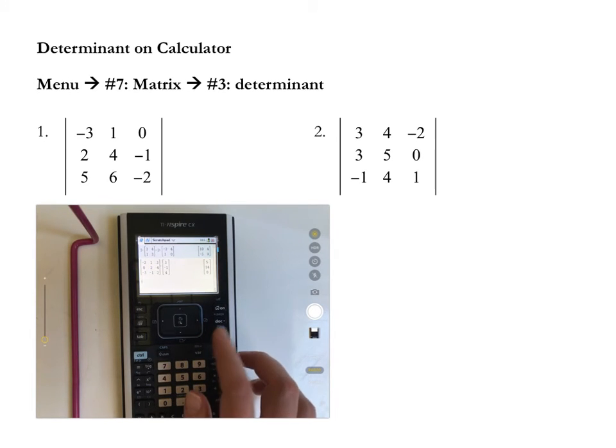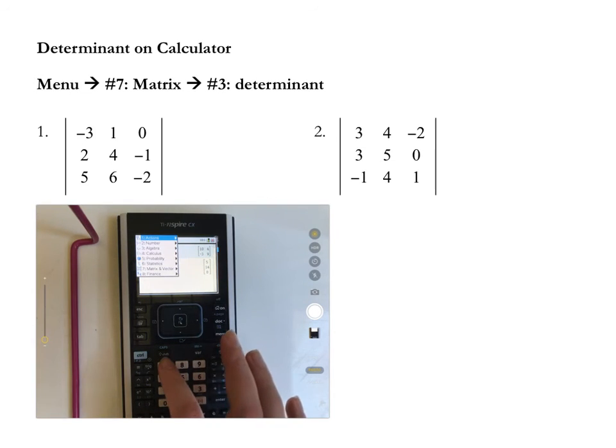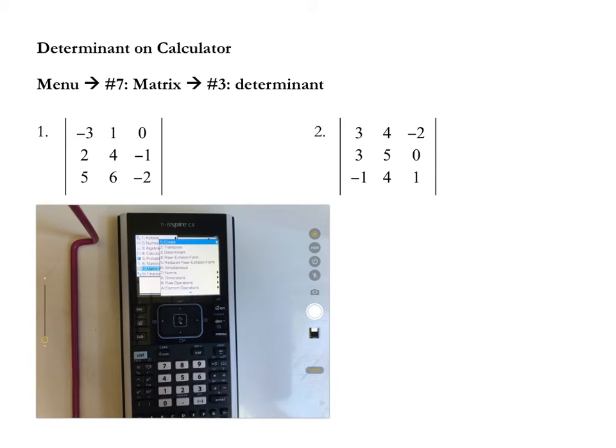All of the important stuff is in menu, and then you're going to go to, surprisingly, number 7 because it says matrix, and then you want to find the one that says determinant, which is number 3. That'll put DET in front of it, which means it'll find the determinant. And then you have to type the matrix in.